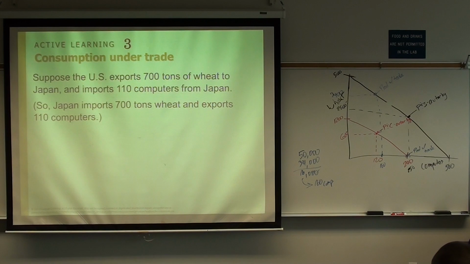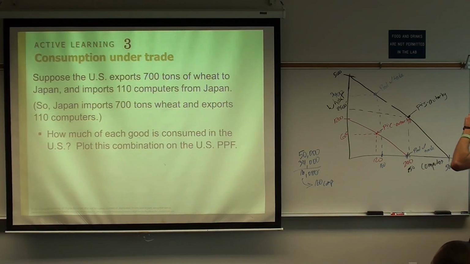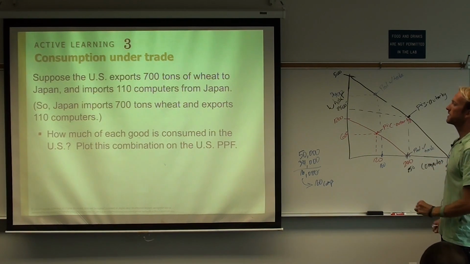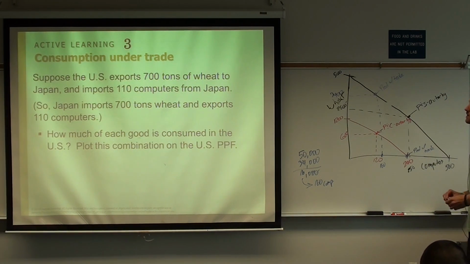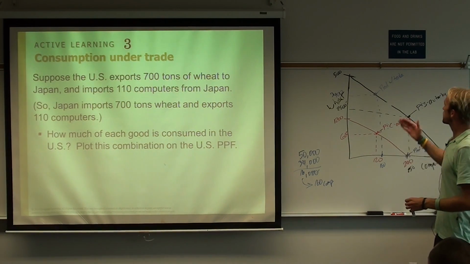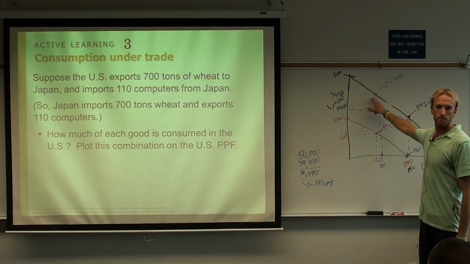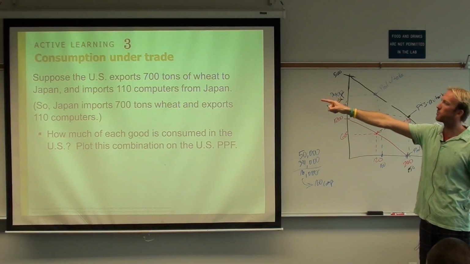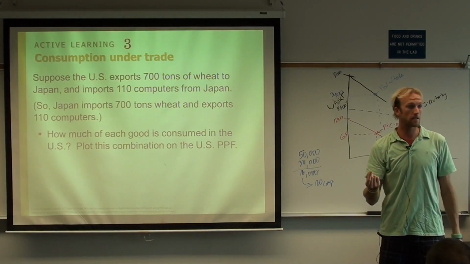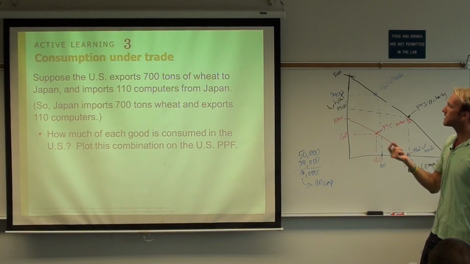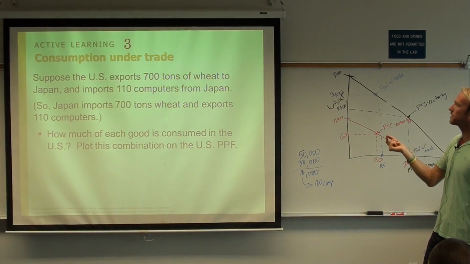So let's look at this. Japan imports 700 tons of wheat and exports 110 computers, right? Because Japan does the opposite of what the United States did. How much of each good is consumed in the U.S.? And plot this combination on the U.S. PPF. Let's actually think about that. They make 3,400 tons of wheat, but they're exporting how many tons of wheat? 700. So how much is left in the United States for eating? 2,700. Very good.